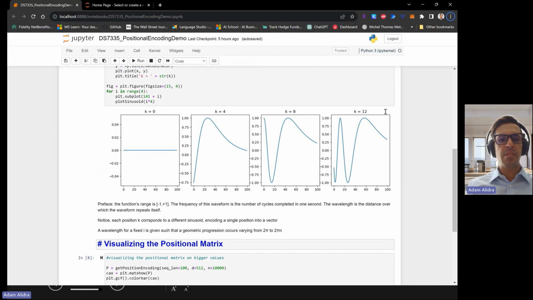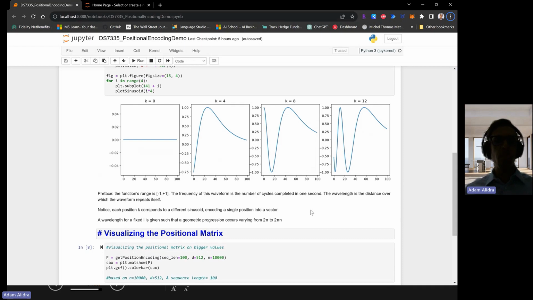And so the idea here is, number one, the function's range is between -1 and +1, and the frequency of this waveform is the number of cycles completed in 1 second. And the wavelength is the distance over which the waveform repeats itself. So you'll notice that each position k corresponds to a different sinusoid, encoding a single position into a vector, and the wavelength for a fixed i is given such that a geometric progression occurs varying from 2 pi to 2 pi n. And so basically the scheme for positional encoding has a number of advantages.